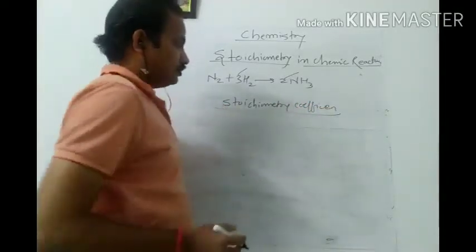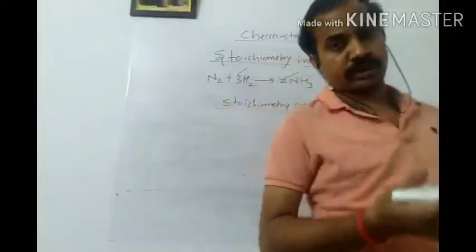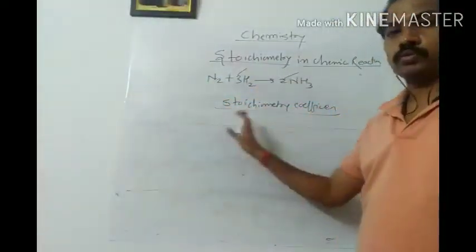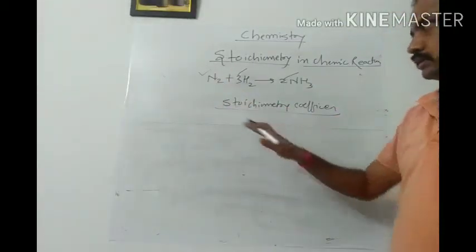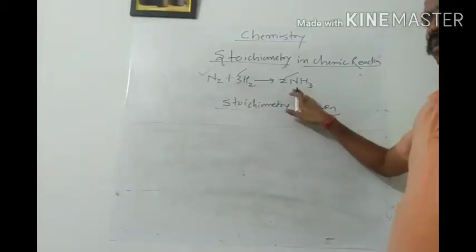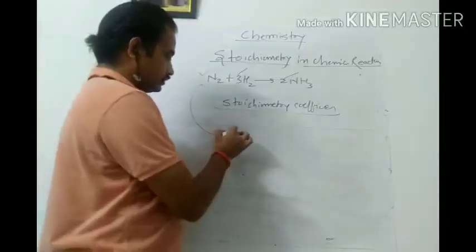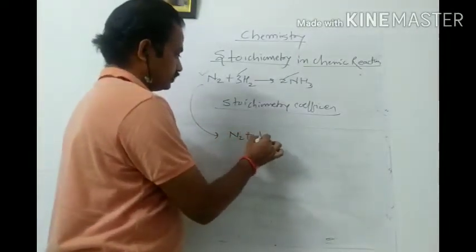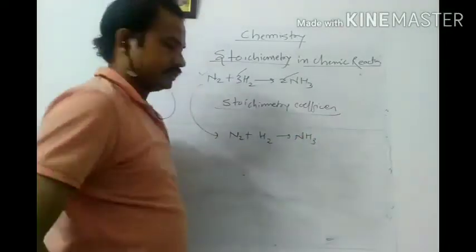Now, according to the law of conservation of mass, total mass of reactant is equal to total mass of product. If you see this equation, you will come to know that total mass of reactant is equal to total mass of product. Now, if for example I write this reaction like this, N2 when reacting with H2, I will get NH3. Is it okay?